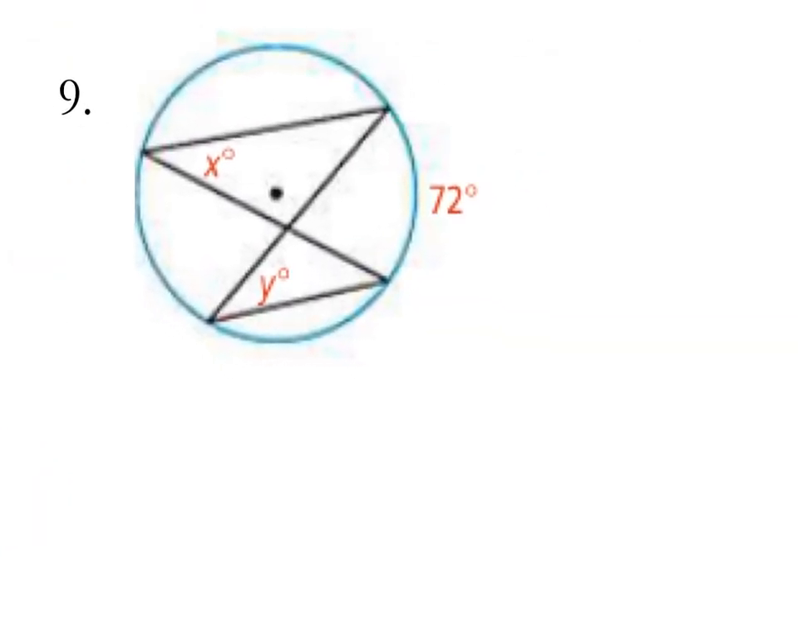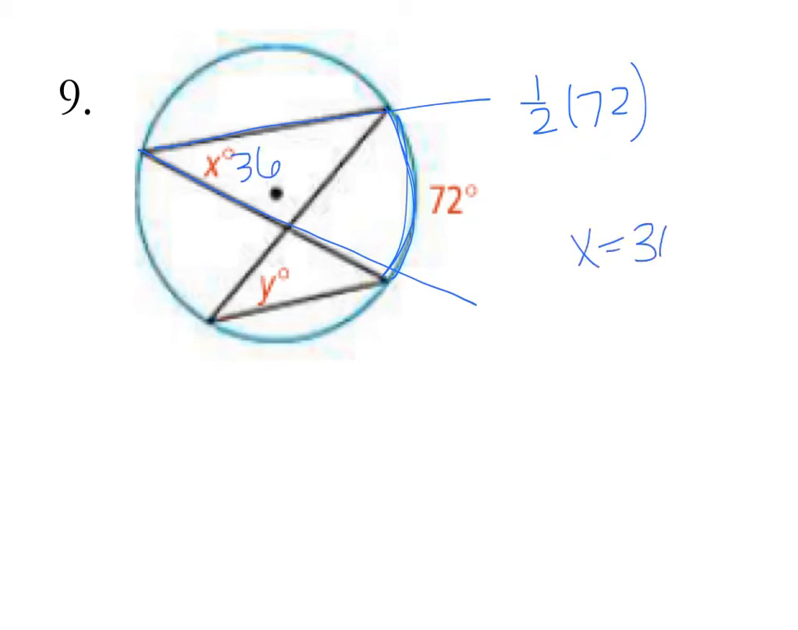Number 9. To find X, X intercepts this arc. So I'm going to have to take half of the arc to find the angle. Half of 72 means X is 36. And then to find Y, Y intercepts that same arc, so I don't even need to do math there. It's the same answer, 36.